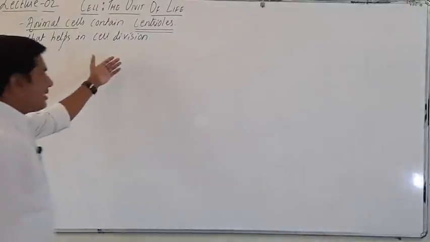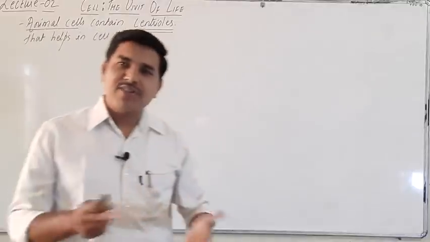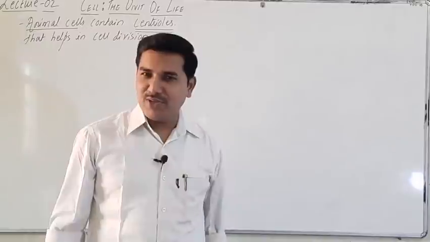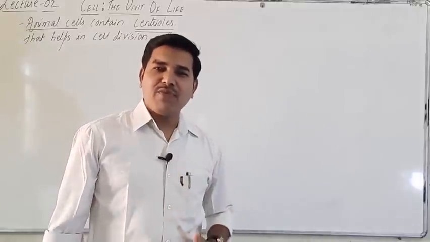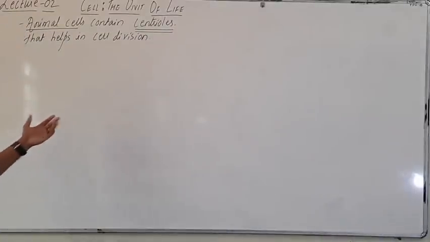Okay, so with this, let's move on to the next character of this. Cells also differ in terms of their size, in terms of their activities also. So based on that, we have different types of cells. Okay, so let us look at those parts also.